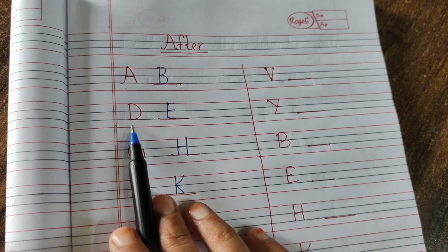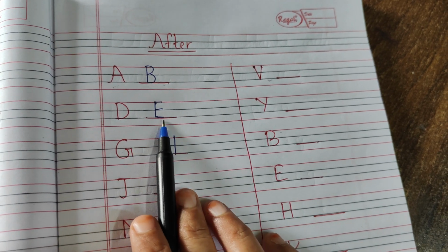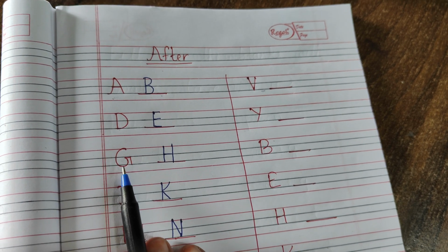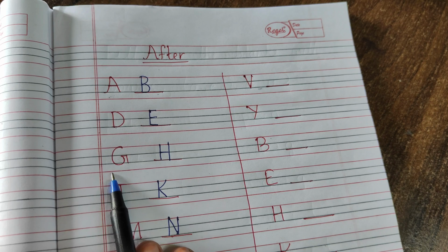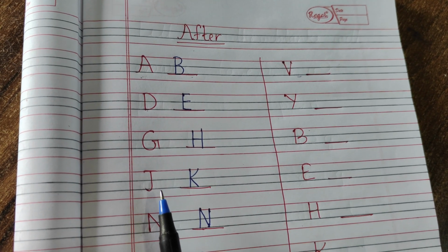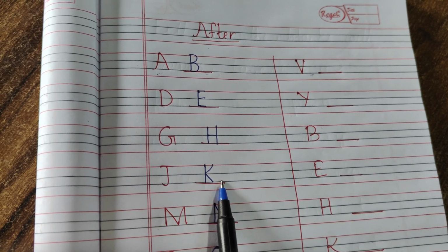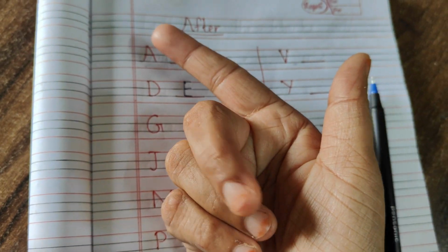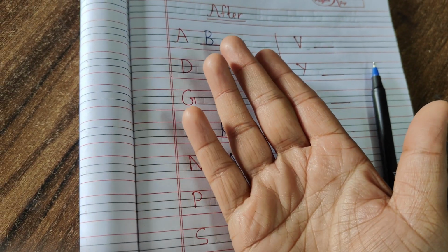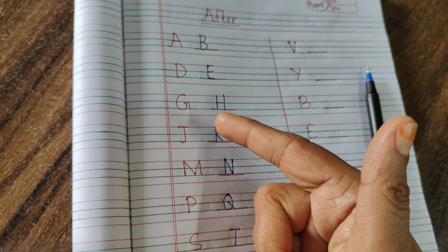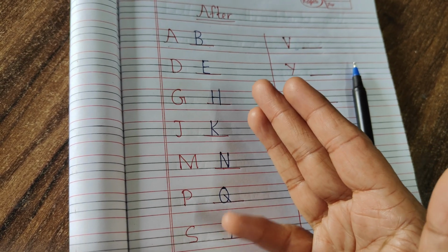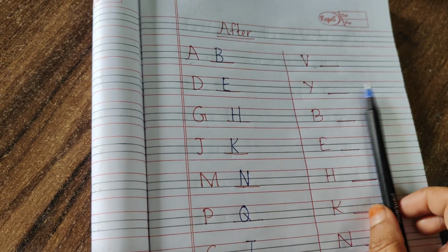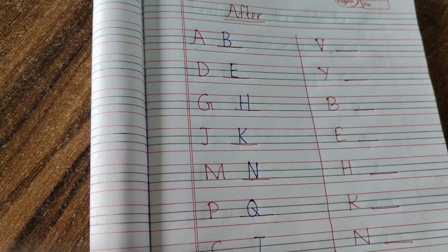What is this? D. D, E. G, H. After of G is H. What is the after of J? K. When we say A, B, C, D, what we say? A, B, C, D, E, F, G, H, I, J, K. So we say K. So what we will write here?